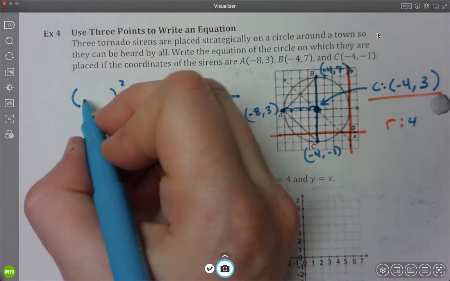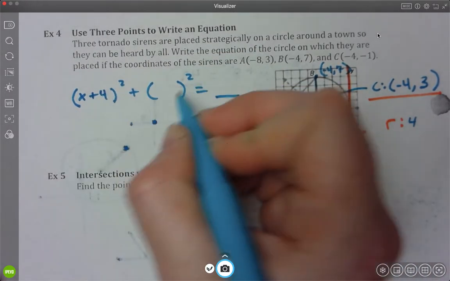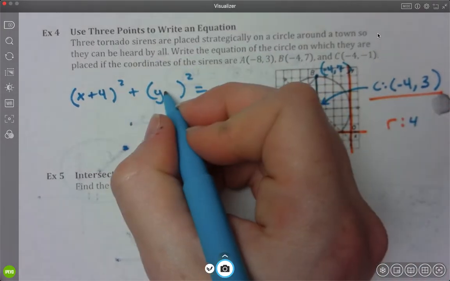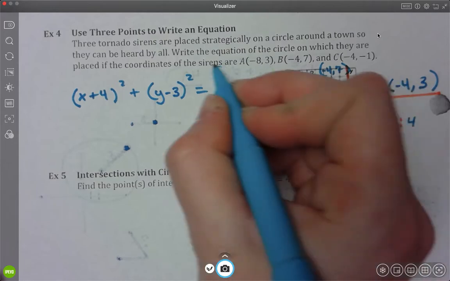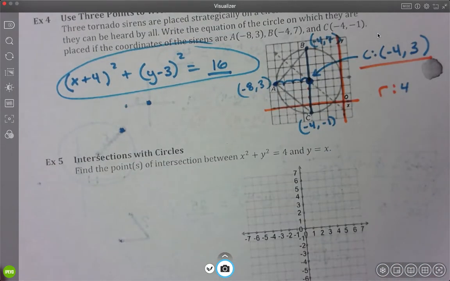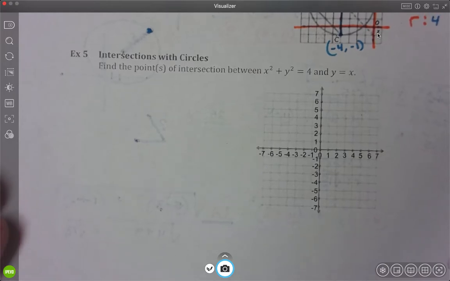Okay, so x minus negative 4, or x plus 4, then y minus 3, and the radius, if I square it, will be 16. This is my equation. Okay. All right, last one, intersection with circles.